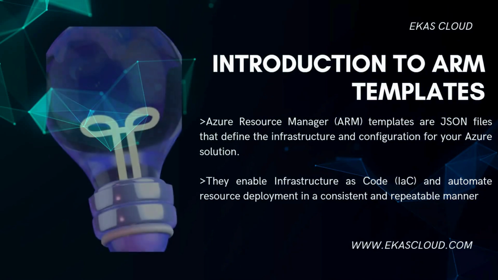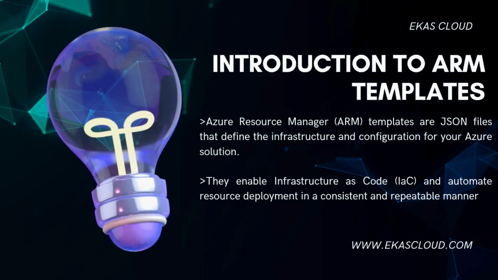So, introduction to ARM templates. ARM templates are JSON files used to describe and deploy Azure infrastructure. So instead of manually creating a resource in the Azure portal, we use these templates to automate and repeat deployments across different environments. They follow the concept of infrastructure as code, that is IaC, which means our infrastructure setup is written and stored as code, just like our application. This allows version control, sharing across teams, and greater control over our deployments.